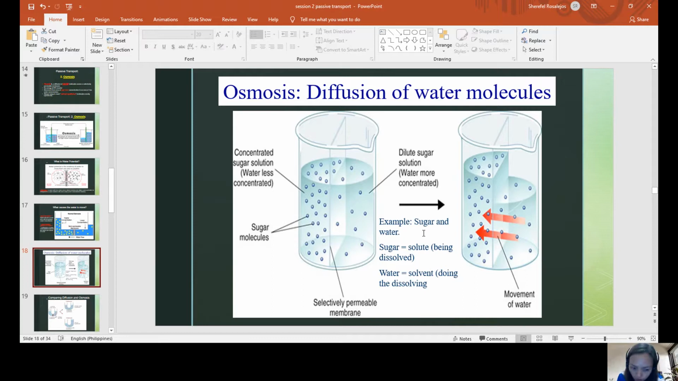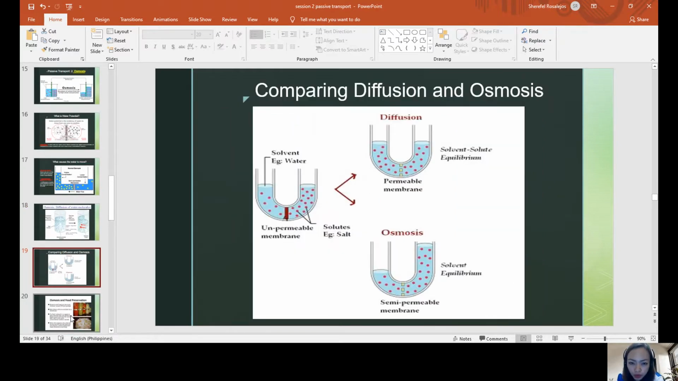Okay, let's compare diffusion and osmosis. If you will be given this diagram, what will happen after diffusion and what will happen after osmosis? Okay, this is the given. You can see here that there are more solutes in the right region compared to the left region. So where is the region that has high water potential? Left or right? Left, right? Because the water will go there if we're going to think about osmosis.